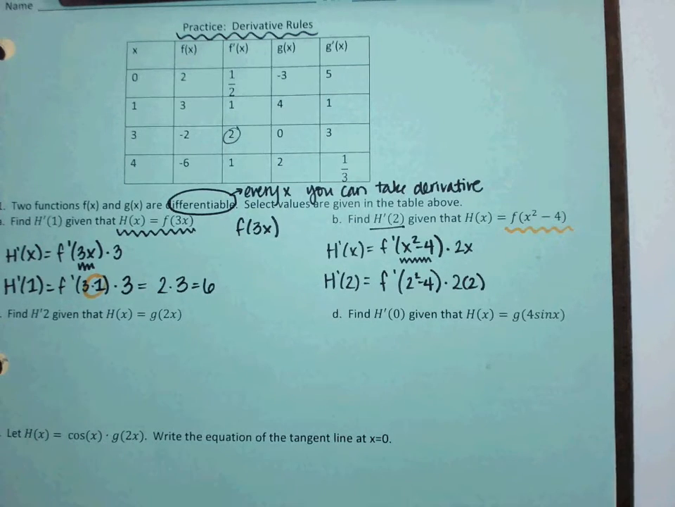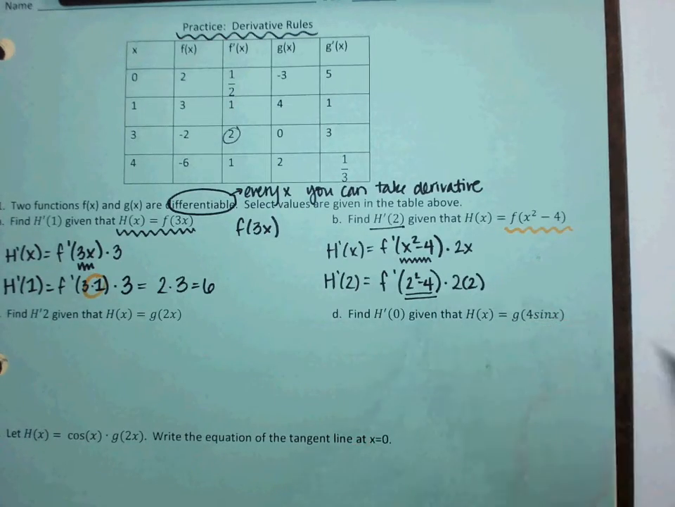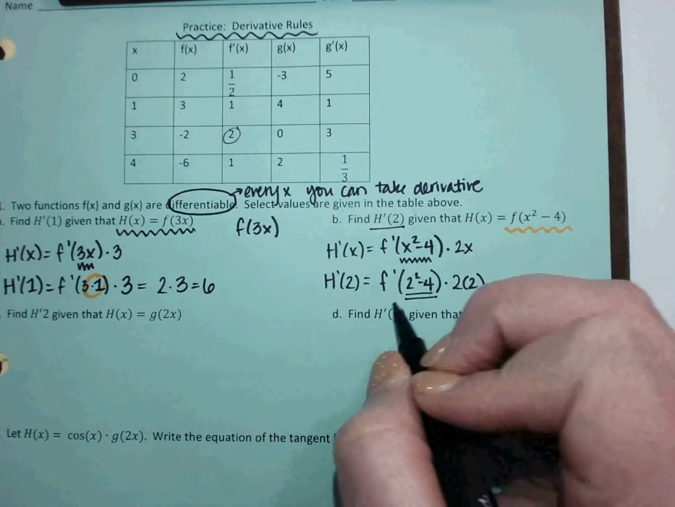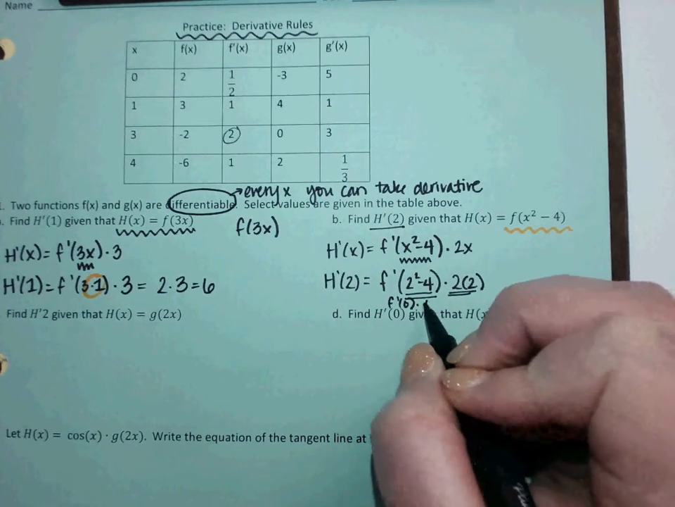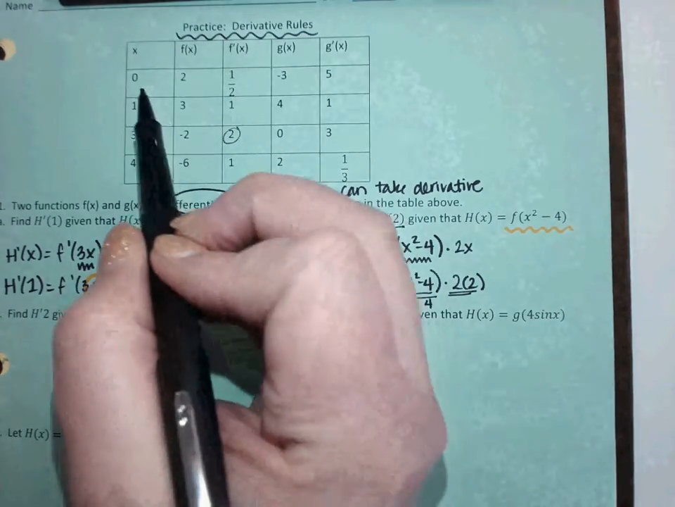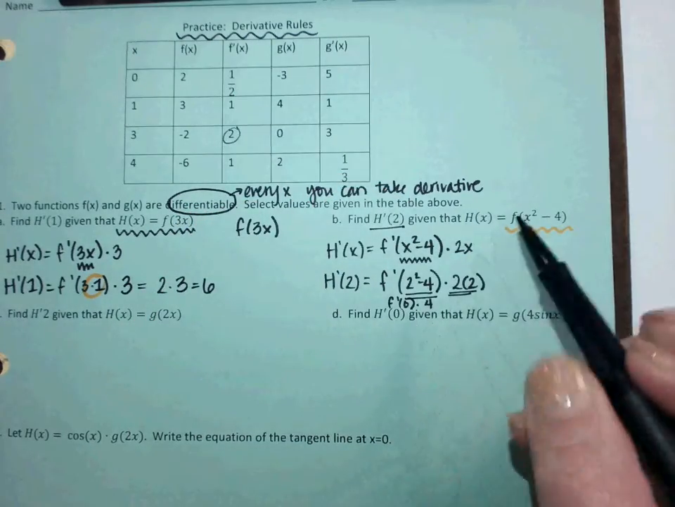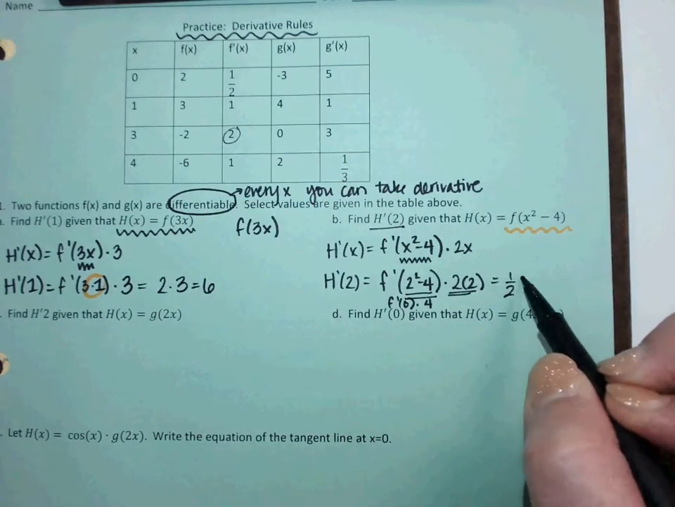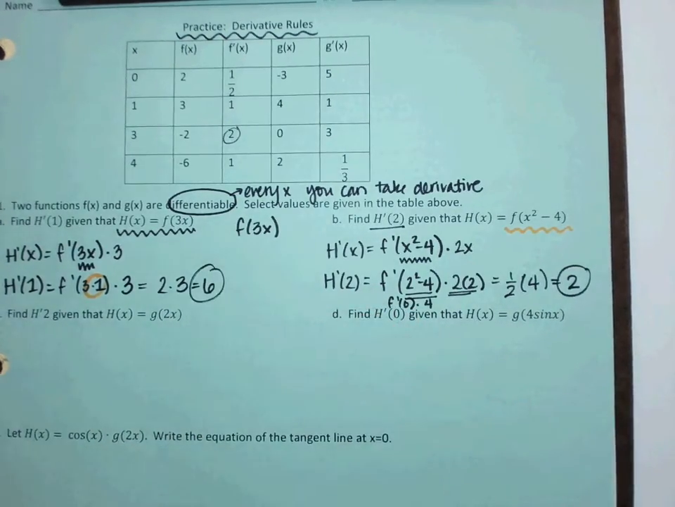And then remember, you work your way inside out. So if this is 2 squared minus 4, that's really what? 0. So that's f prime of 0 times, and then 2 times 2 is 4. And then what's f prime of 0 from my chart? Okay, 0's here, f prime is a half. Then I want half of 4, which is 2. Make sense? Okay, next one.